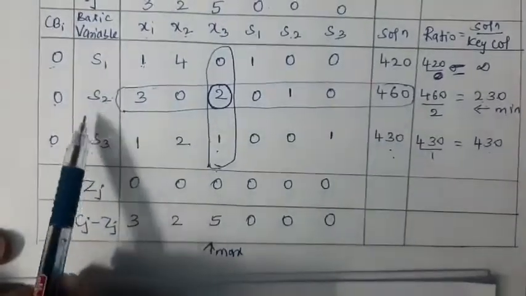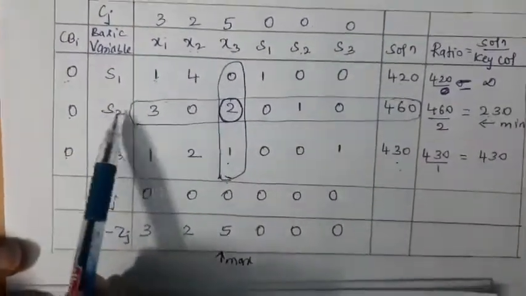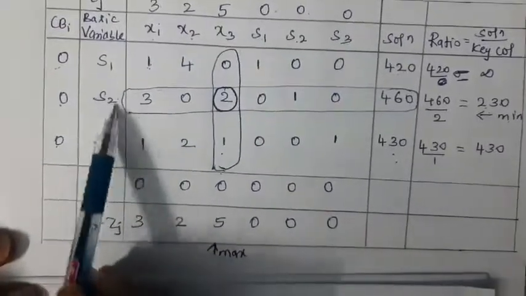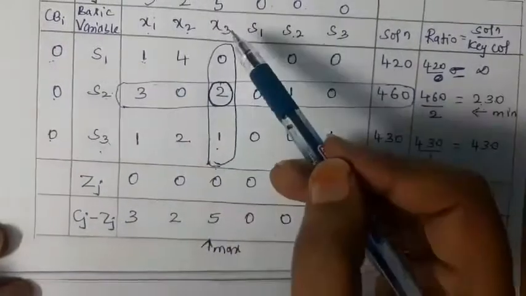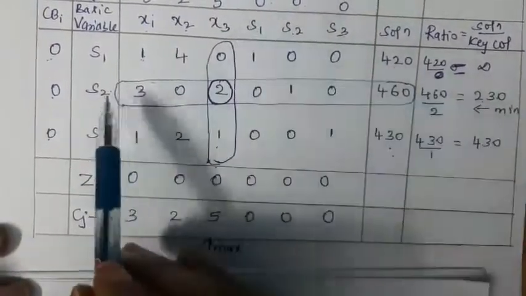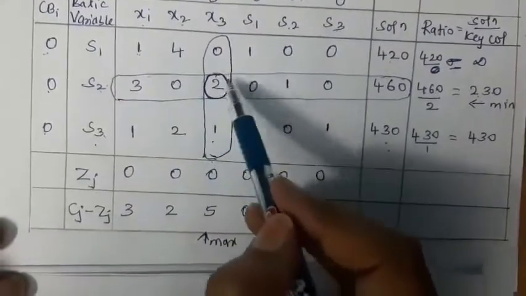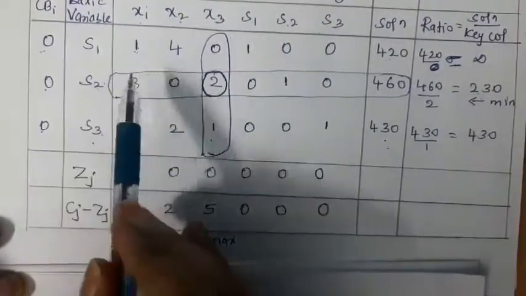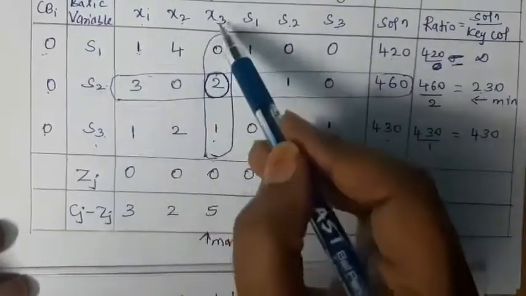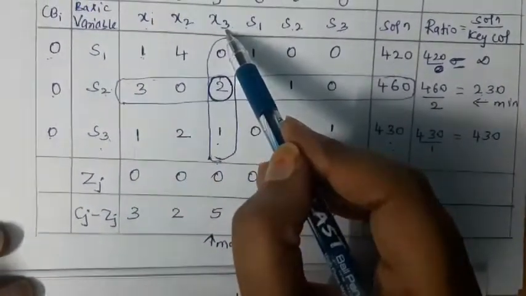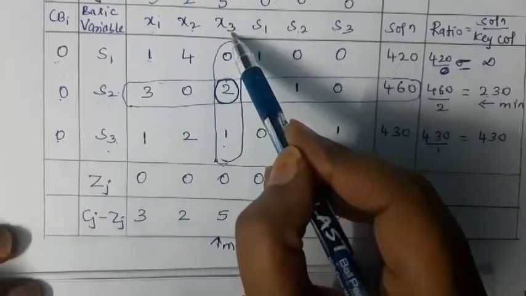And here the outgoing variable, in the next table, is S2. That means we are removing this variable and replacing it with the other variable, that is, the incoming variable X3. Because the key row and key column intersect at this point, S2 will be removed and X3 will be replaced. So this is the outgoing variable and this is the incoming variable. Next we have to proceed with iteration 1 with the next table.